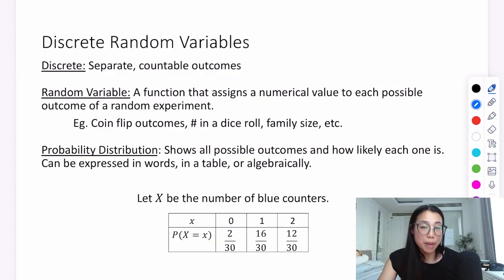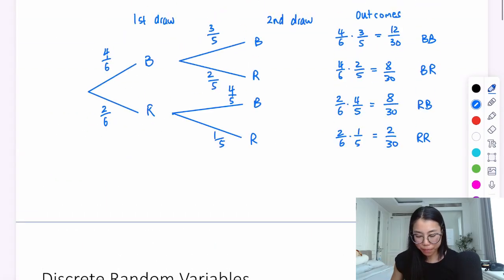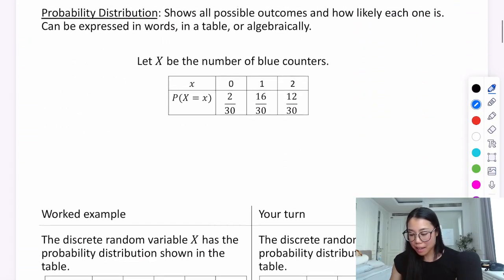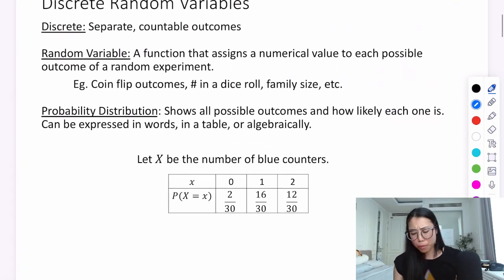So if we look back at our counters example that we just set up the tree diagram for, and then change it and represent it as a probability distribution, we might say, let x be the number of counters.